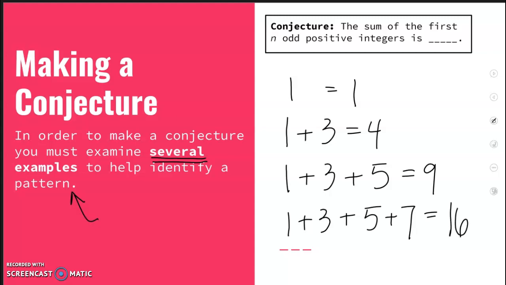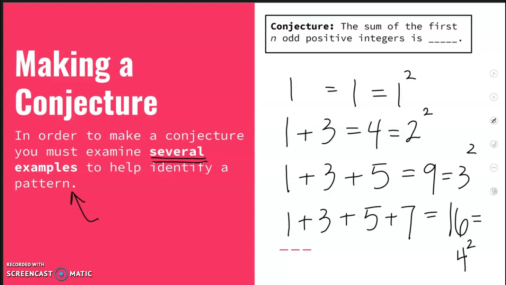Now, we have to take a moment to see if we're identifying some sort of pattern. What I'm noticing right now is that all of these answers look like they are perfect squares. So let's represent them as perfect squares. I could represent this as 1 to the power of 2. I could represent 4 as 2 to the power of 2. I could represent this as 3 to the power of 2. And I could represent this as 4 to the power of 2. Okay, I'm going to write that down here because it's not working on my screen.